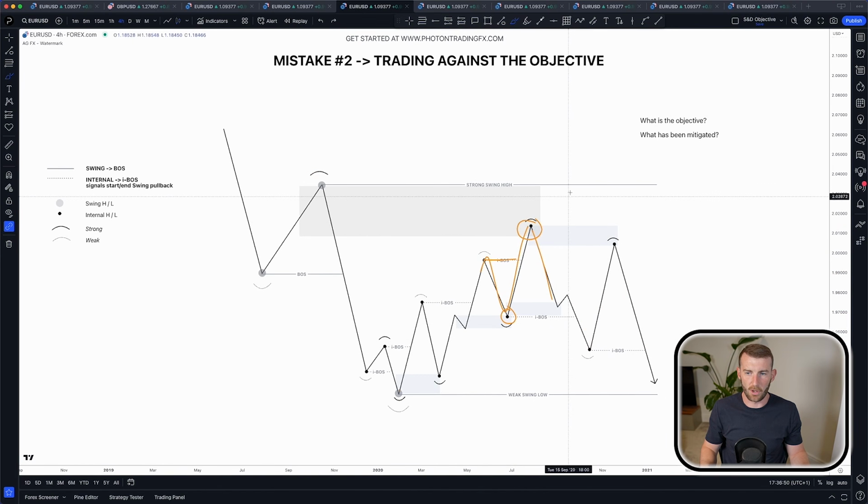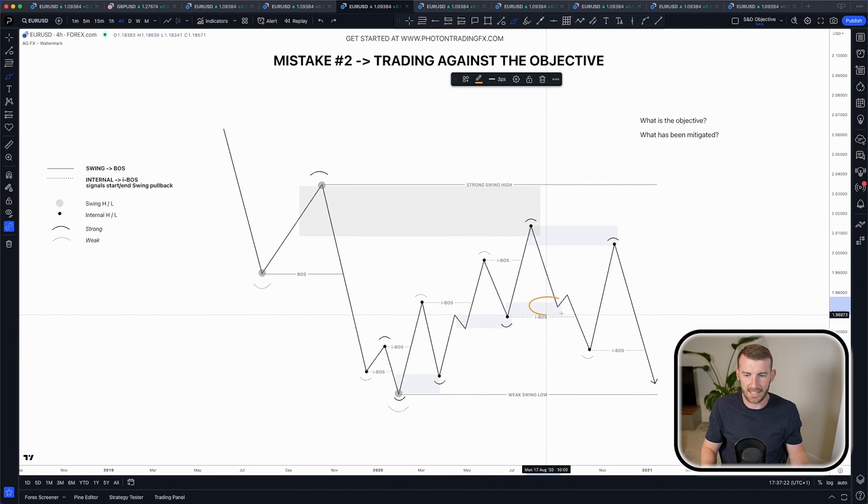So if you realize what the objective is, and realize it's likely complete, and then ask yourself, what has now been mitigated? Well, the extreme supply at the strong swing high has been mitigated. Now you can know that this is a good time to not buy from the strong internal low, right? Because now it's likely going to break because it's done its job. This has been mitigated and now we're ready to go. So the whole point of this mistake, the thing you need to look out for, is that yes, we should always be looking to trade from strong structure and targeting weak structure.